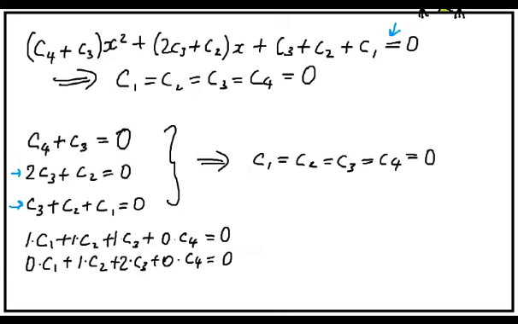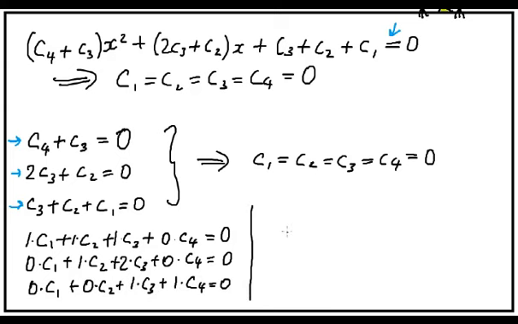And in the third equation, we have 0 times C1 plus 0 times C2 plus 1 times C3 plus 1 times C4. And that's equal to 0. So the matrix we get out of this is the following. 1, 1, 1, 0. And this is an extended matrix. On the other side, we have 0.